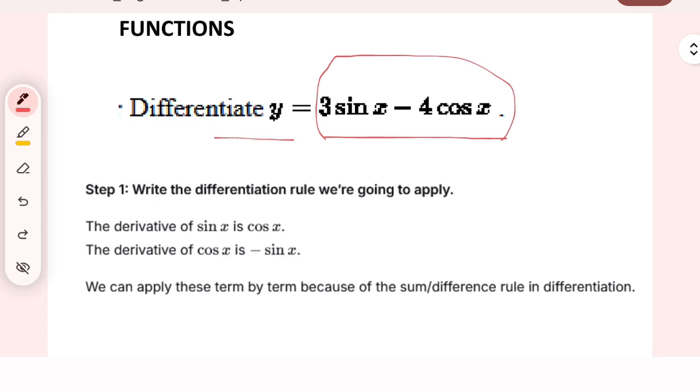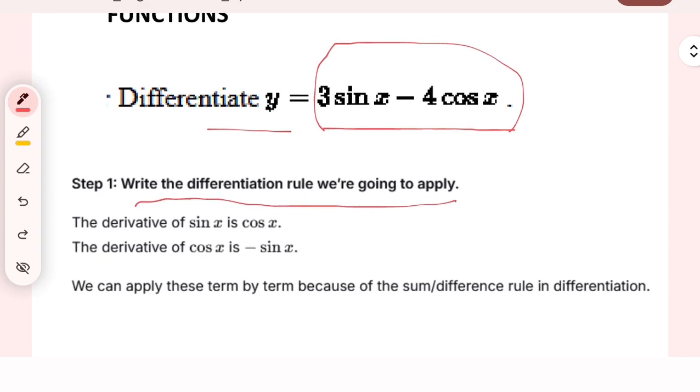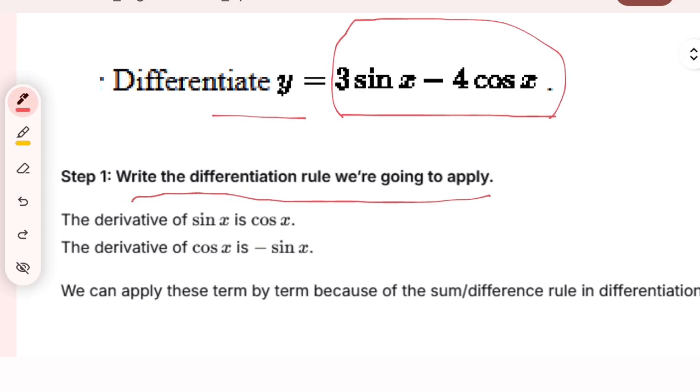So here's one approach that you could do. You can write the differentiation rule we're going to apply. That's step one, right? The differentiation rule that we're going to apply. So we have the derivative of sine x is cosine x. And then we have the derivative of cosine x is negative sine x.